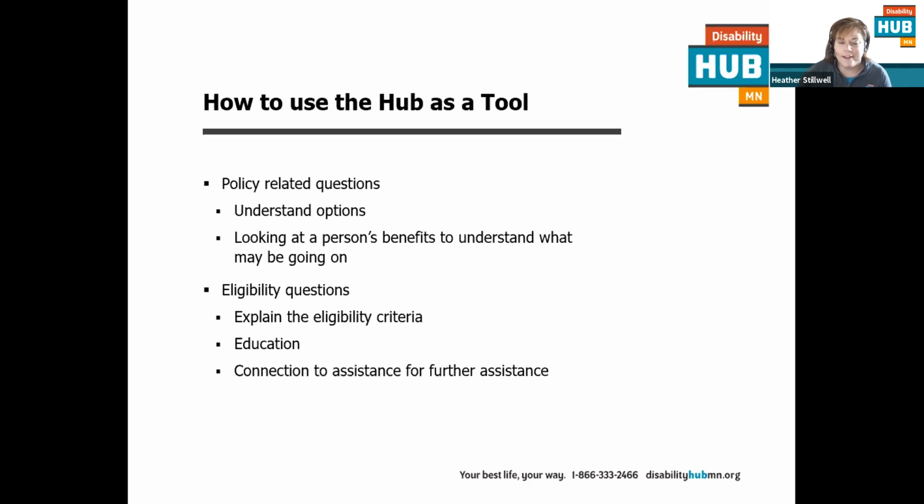So we have talked a lot today about tools you can use to support planning and goal setting, but the hub itself is a tool you can use as well. We can answer questions related to policy and help people understand their benefit options. We can help explain eligibility criteria for programs and provide education about these topics. And we can help get you connected to community resources for further assistance.